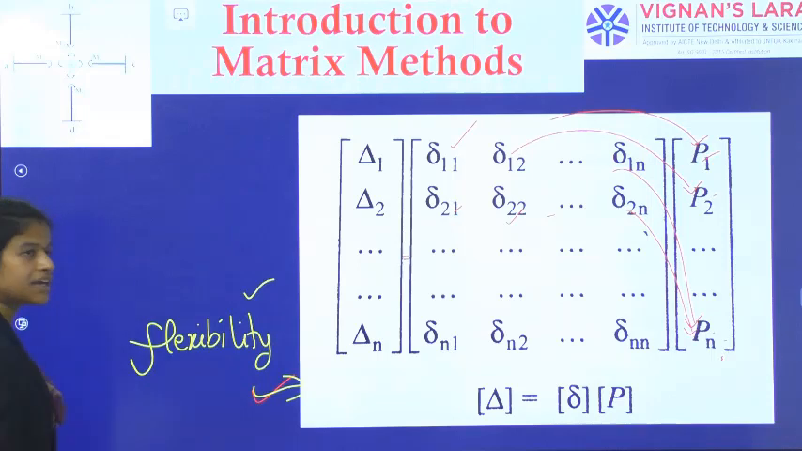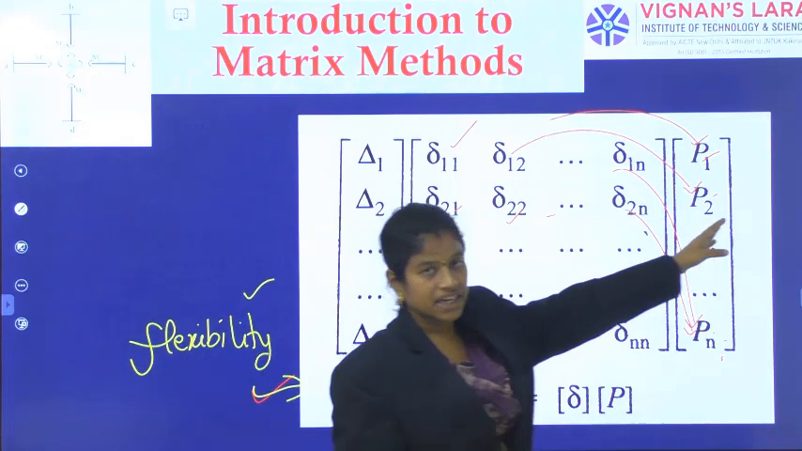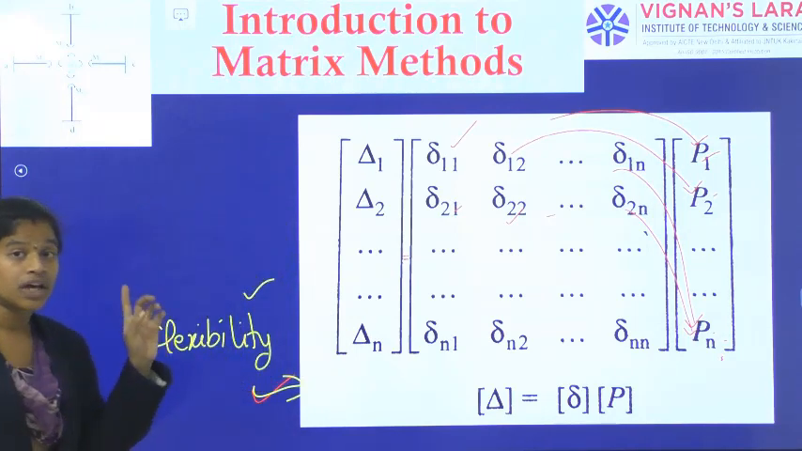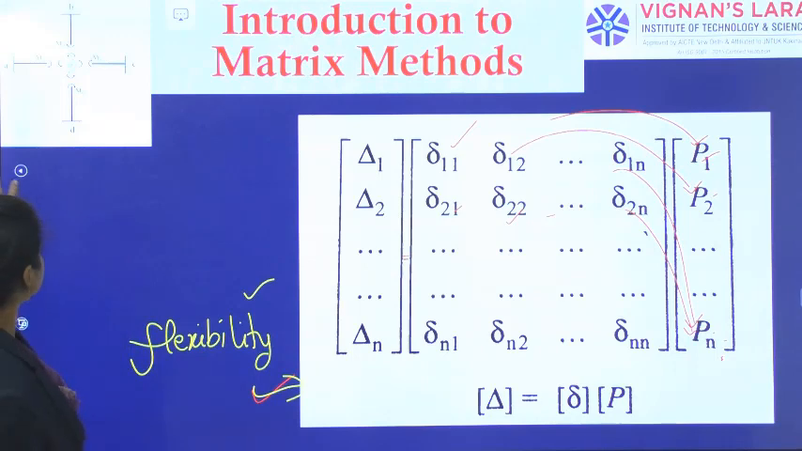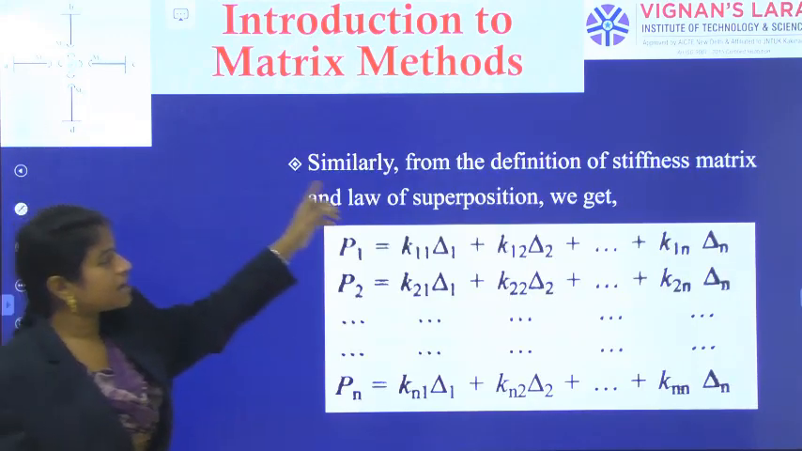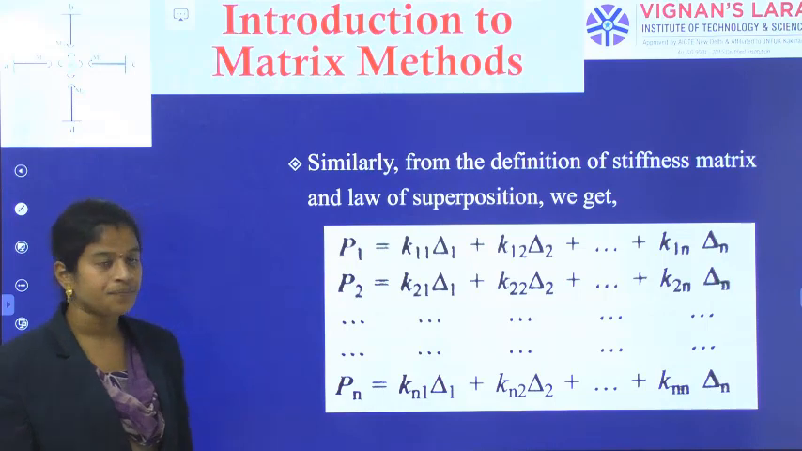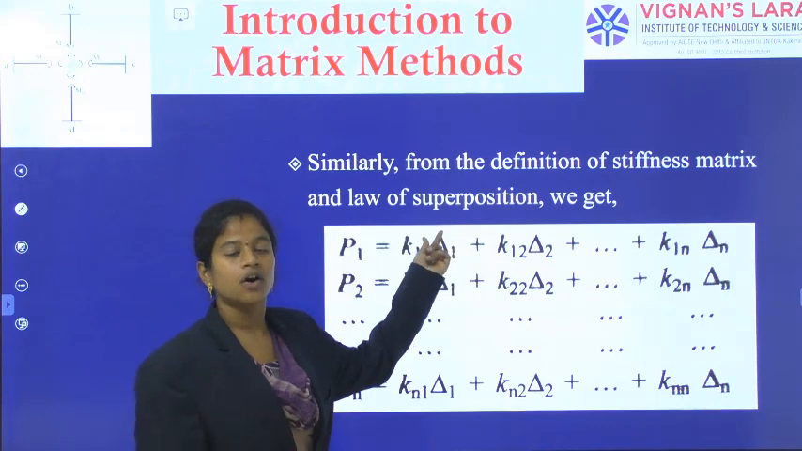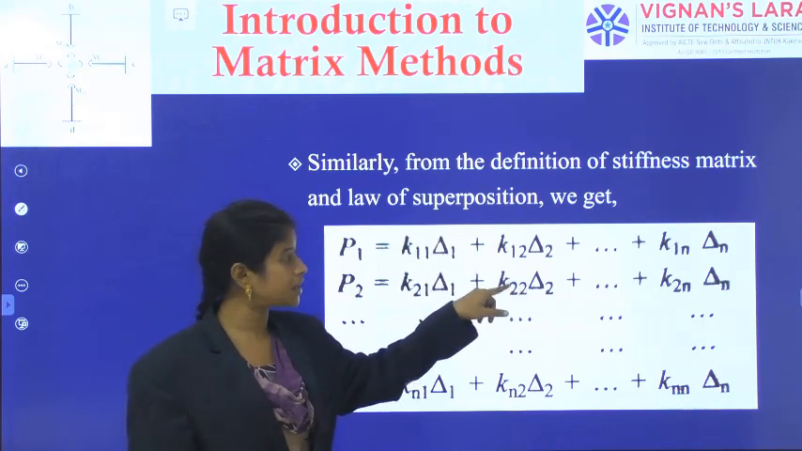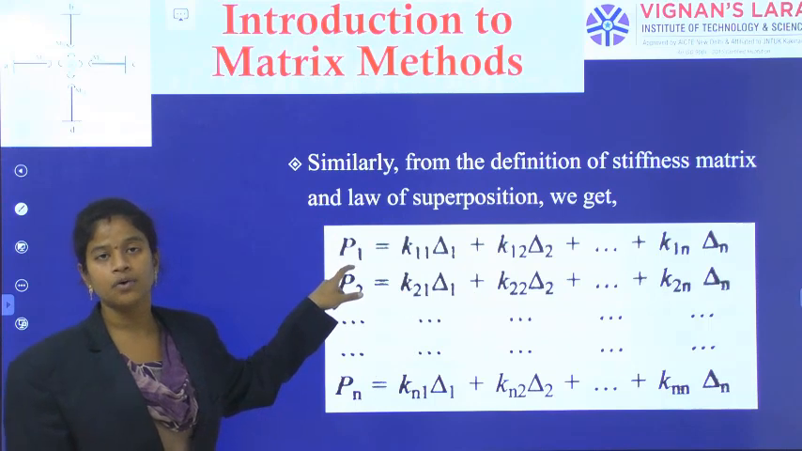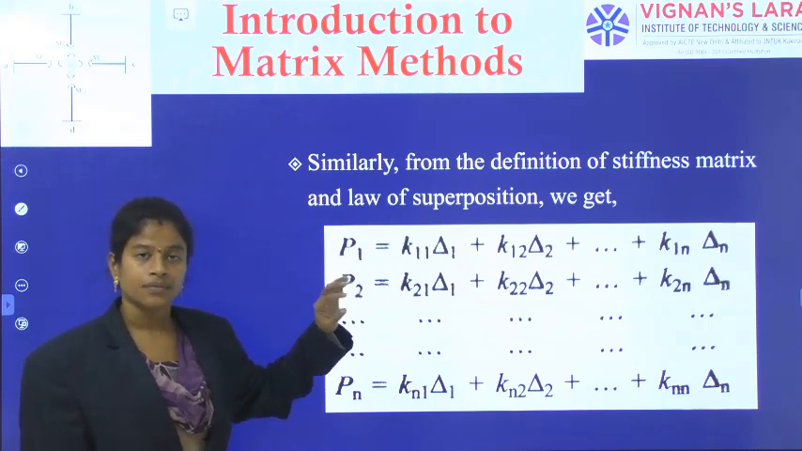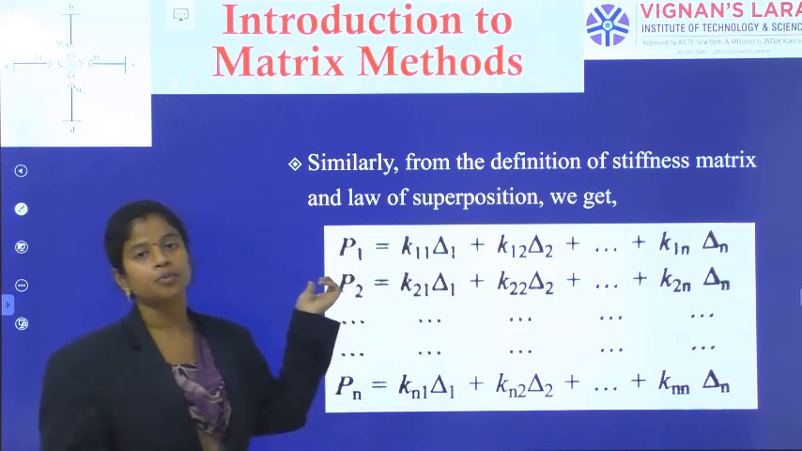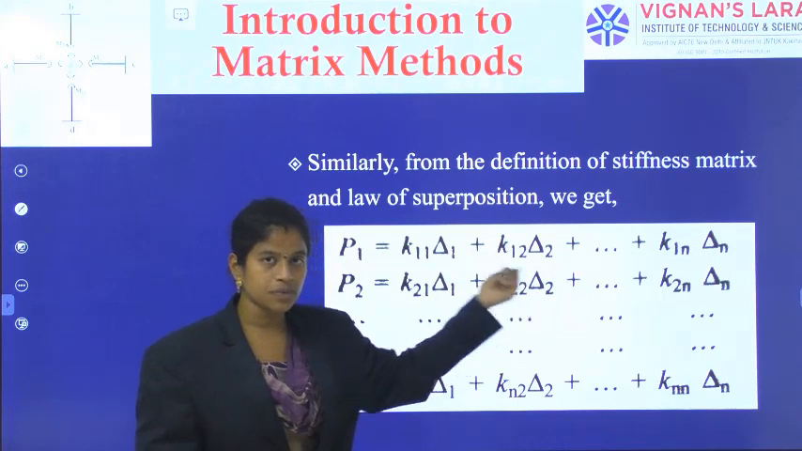So here, the flexibility concept: due to the load application, what are the displacements? That is the output. Next thing, due to the displacement application, what are the forces? That is the next. Similarly, from the definition of the stiffness matrix, due to a unit displacement application, or due to the application of a delta 1 displacement, what is the corresponding force generated at 1? Application of unit displacement, output is the force.